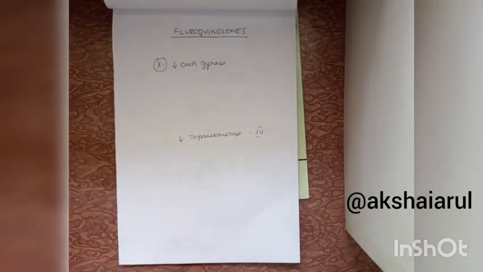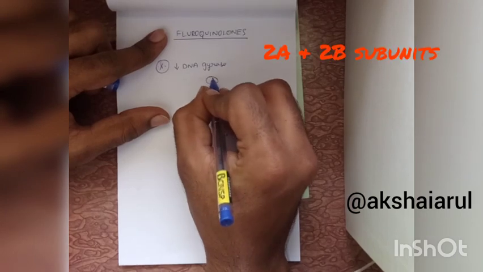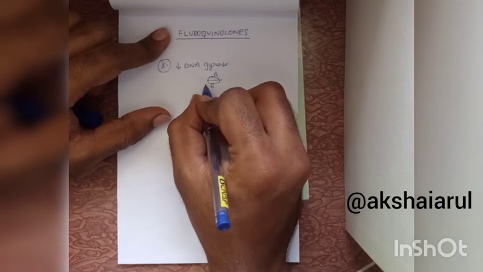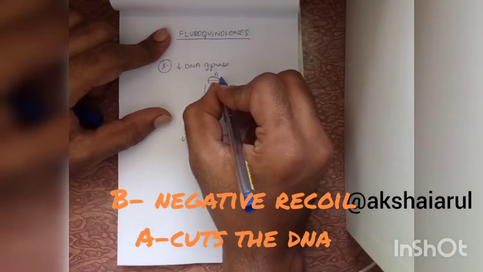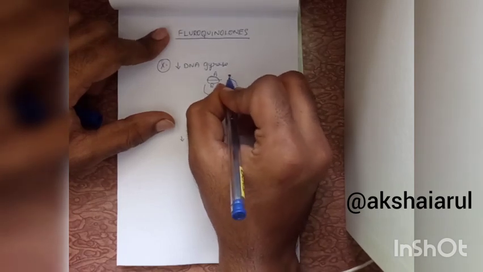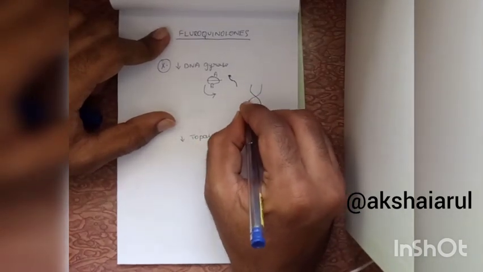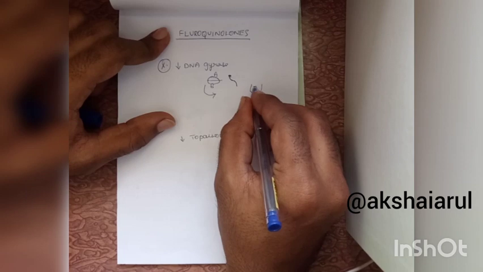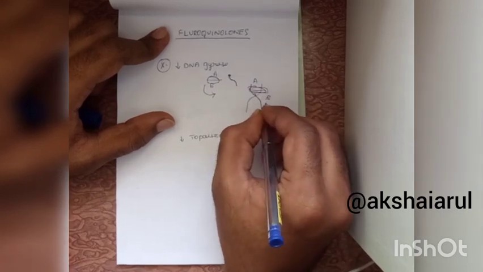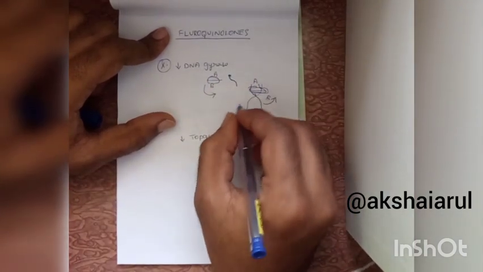After it's being done, this DNA gyrase has two subunits, A and B subunit. The B subunit helps in negative supercoiling, while the A subunit cuts one part of the DNA and joins, so that it becomes a single unit. If there is a DNA and here is this DNA gyrase with A and B subunit, the B subunit coils in a negative way and the A subunit cuts it and makes it a single one.